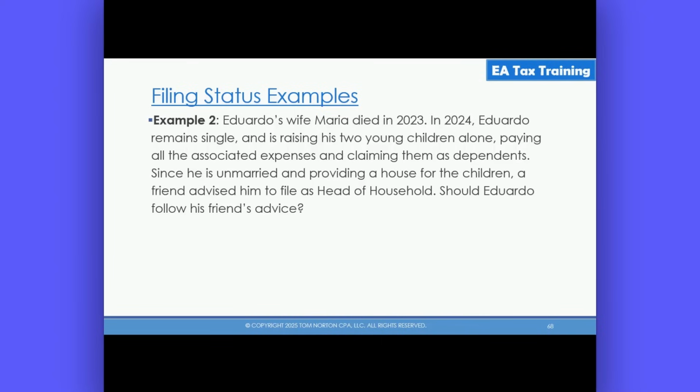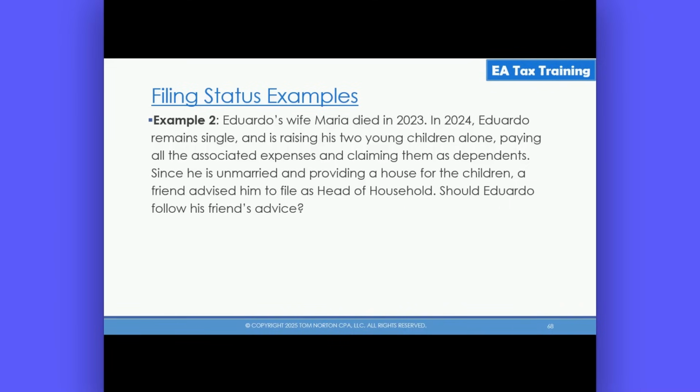Well, let's think about it. Does he qualify as head of household? Well, yes, he's unmarried because his spouse died in 2023. So seems like it. He's got two young children. Those are qualifying people, pays all their bills. They live with him. So yes, he does qualify as head of household. So Eduardo's friend seems like maybe they're onto something here. But should Eduardo follow his friend's advice?